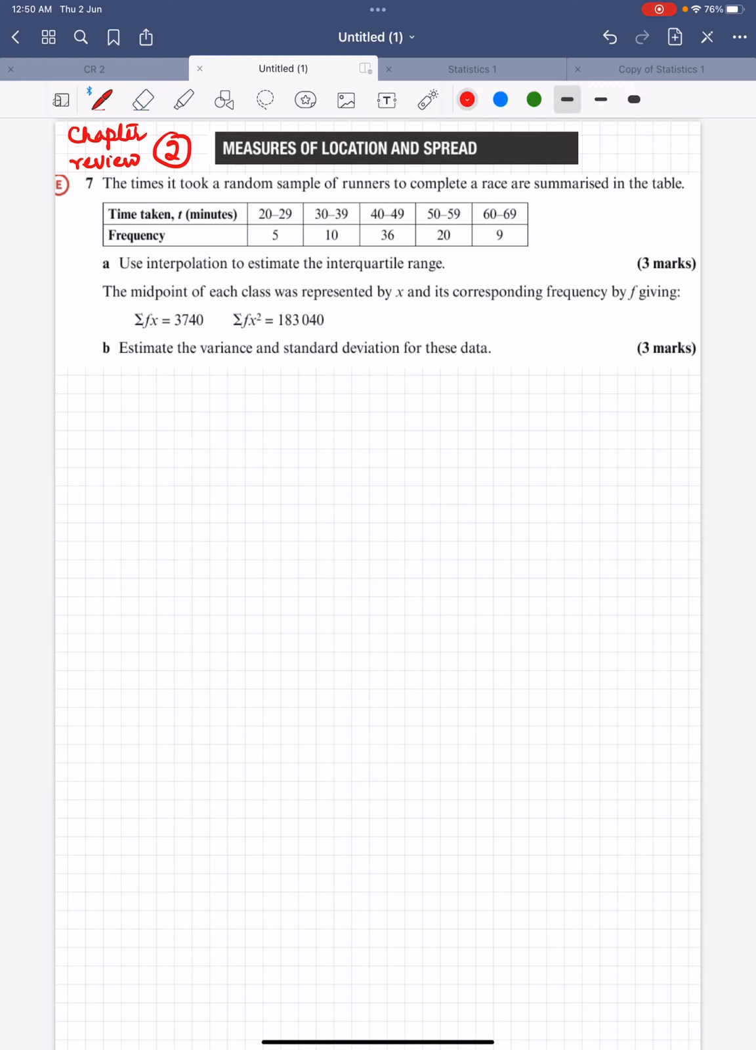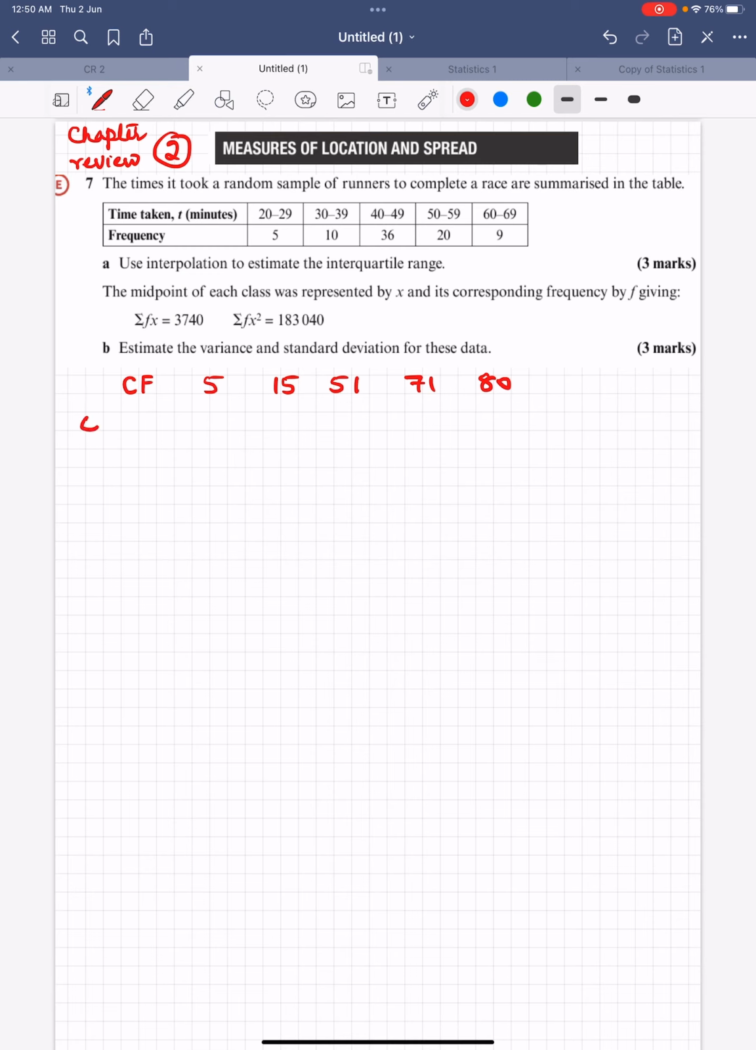So for interpolation, the first thing we need is the cumulative frequency. So let's write the cumulative frequency here: 5, 15, 51, 71 and 80. So we need to find the interquartile range.